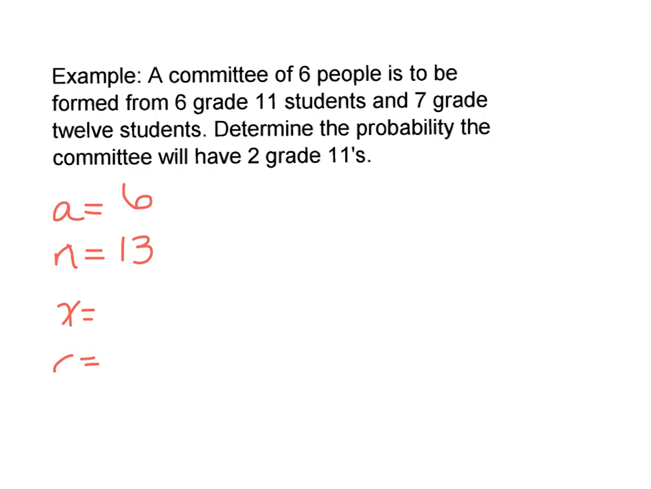X is the number of successes. So we want 2 grade 11. So X is going to be 2. And then R is the number of trials. And that is going to be 6 because we're choosing a committee of 6 people.